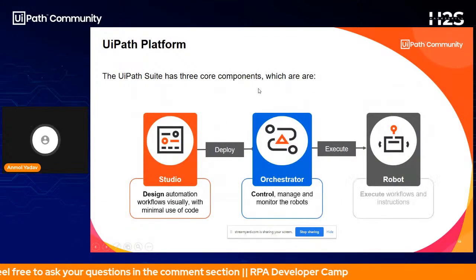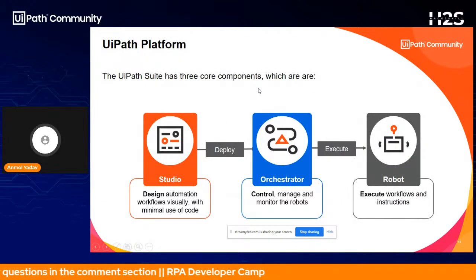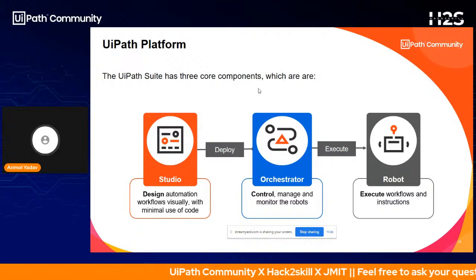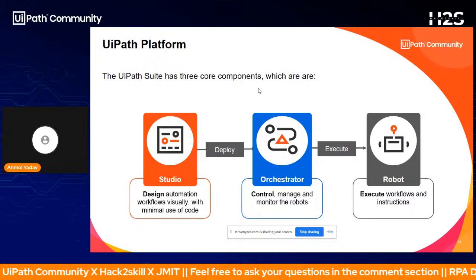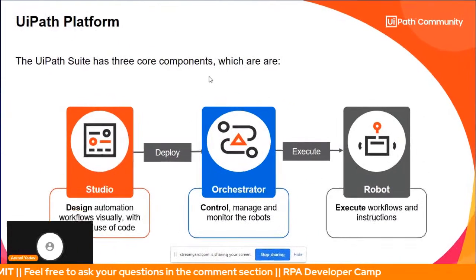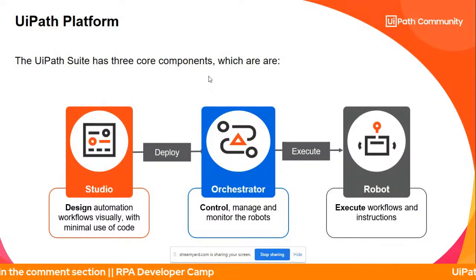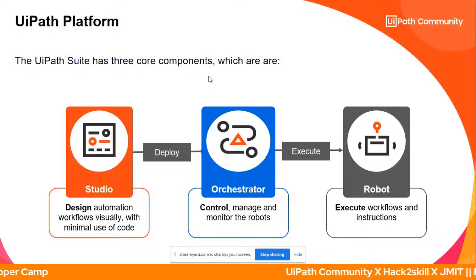So now talking about the UiPath platform. The UiPath suite has mainly three components. The first being Studio, which is a place where you actually design automation, where you build your solution with the minimal use of code. Now, the best thing about Studio is that it is low code to no code, which means you do not have to remember the syntax or write lines of code. Instead, it is very easy to use.